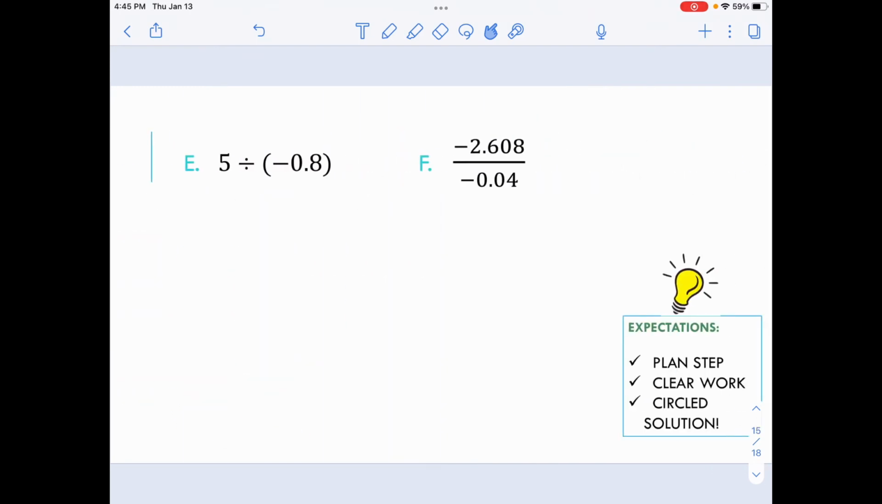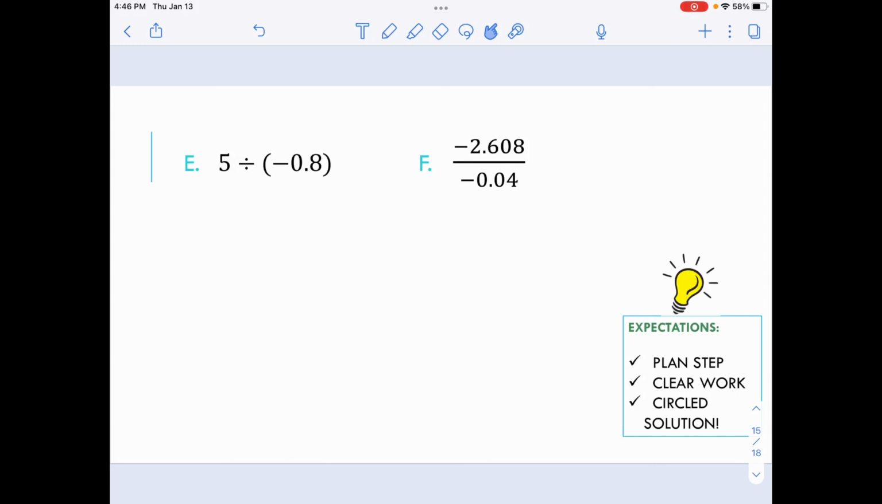All right, so take a look at letter E and letter F. You're going to try each of these problems out. The estimation for both of these are a little bit trickier. So think back to our decimal maze and think about what happens when you divide by a number between 0 and 1. Does it get smaller or does it get larger? All right, so if the estimation doesn't work, then head straight into the plan step and then your clear work and a circled solution. So go ahead, try example E and F out, and when you're ready, unpause the video and we'll go over those together.